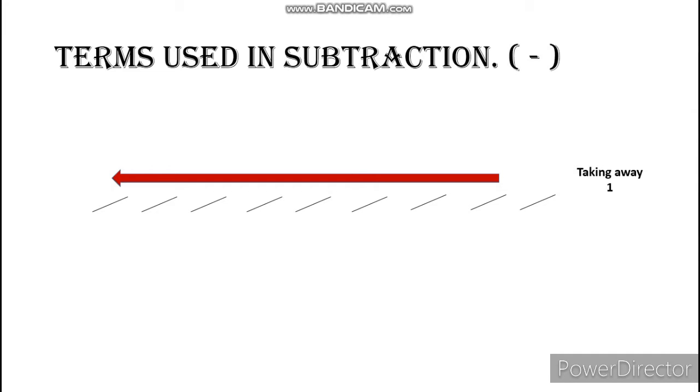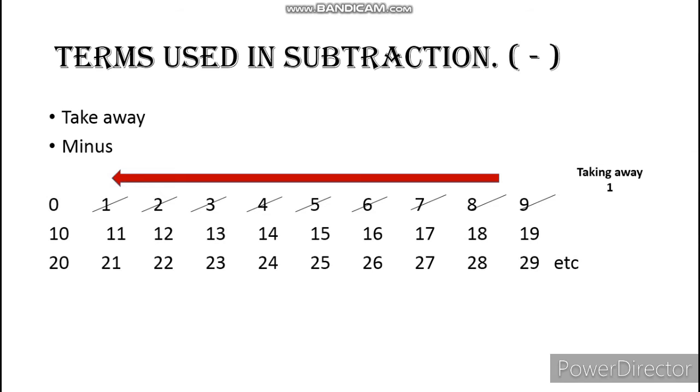Now here are the terms used in subtraction. We have take away and minus, and you can also have subtract, which is also the same thing. Now, using the basic ways of counting, we have 9, using your hand, 9 fingers or 9 whatever. Taking away 1, we have 8.